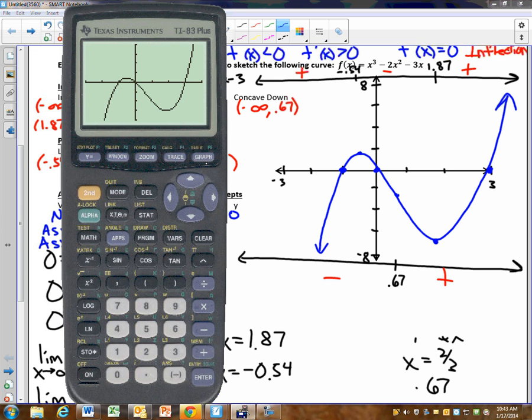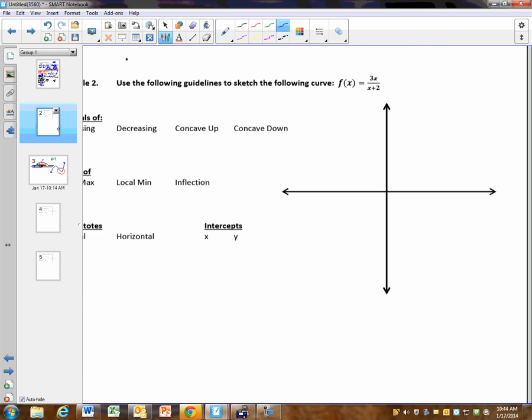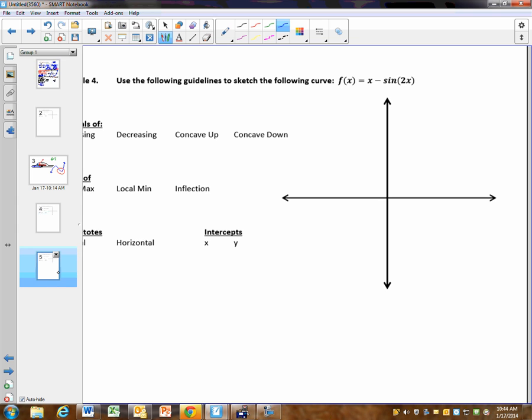And what we want to do is we don't just want to graph these. Look at the next ones, people. Tomorrow we're going to look at 3x over x plus 2. And then we're also going to look at 2x squared over x squared minus 1. And we're going to look at x minus sine of 2x. Do you have any idea what that looks like? You have no idea, and yet we're going to come up with an excellent sketch.